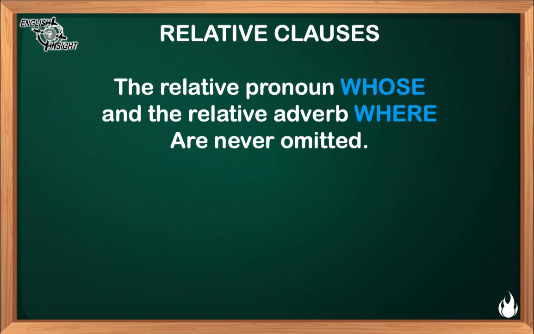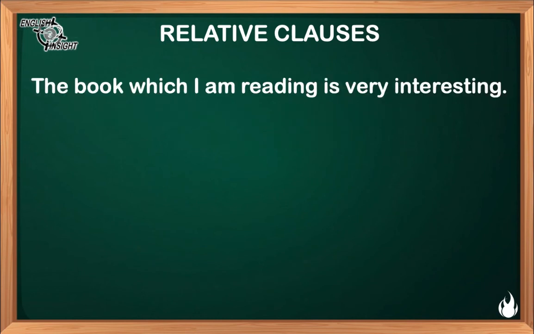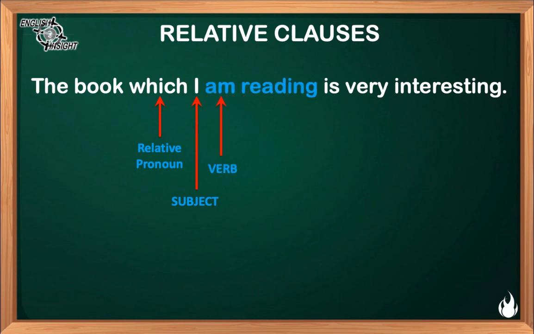For example, the book which I am reading is very interesting. This is the relative clause. This is the relative pronoun. This is the subject of the relative clause. This is the verb of the relative clause. I am reading.